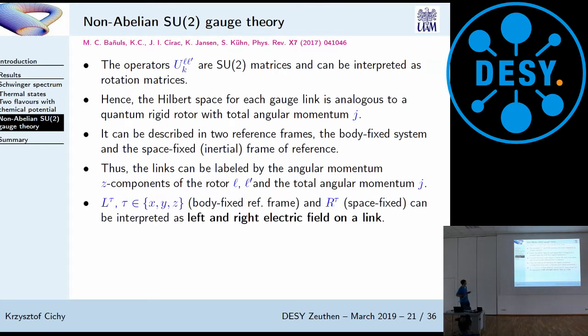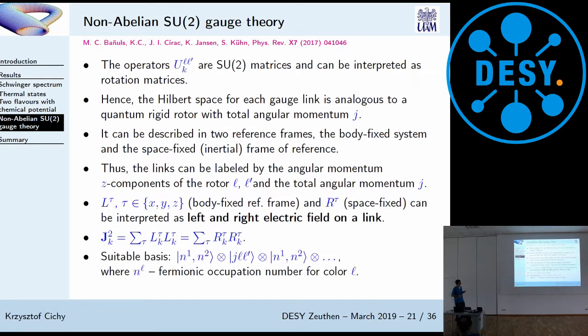One can introduce these variables L and R, which can be interpreted as the left and right electric field on a link. Then you have J squared in terms of the L's and R's. And this leads to the conclusion of what the suitable basis for this problem is. So on sites, we have the fermionic occupation numbers of color 1 and color 2. And then on the links, we have J, L, and L prime.